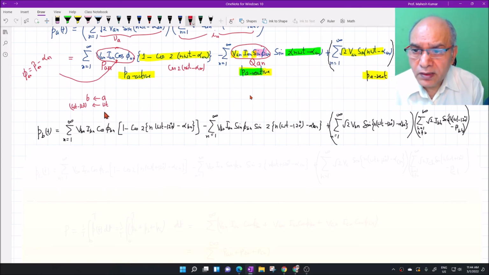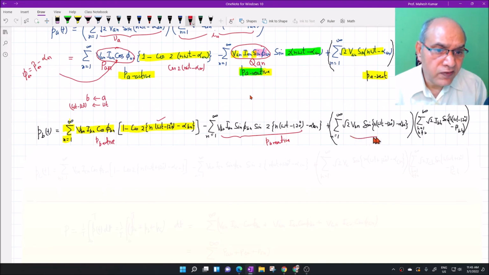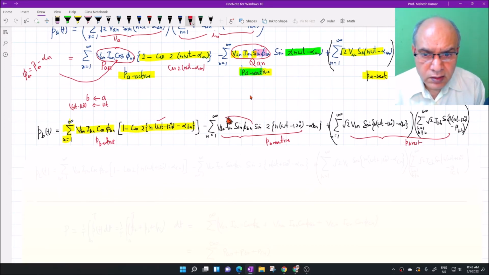Okay, accordingly, we can simplify the expression for B phase. That's good enough to tell you what you will get. So this is the first term, sigma n equals 1 to infinity VBn IBn cos phi Bn times 1 minus cos of n omega t minus alpha Bn. Because of B phase we have omega t minus 120 degree here, and this is basically PB active, this is PB reactive, this is PB rest, and this value is nothing but QBN. This is PBN.